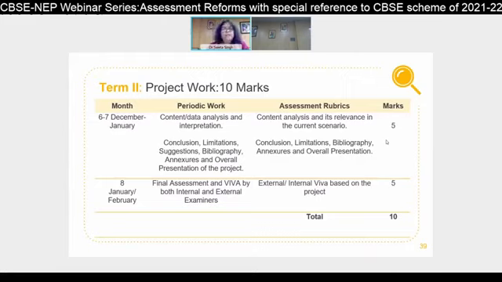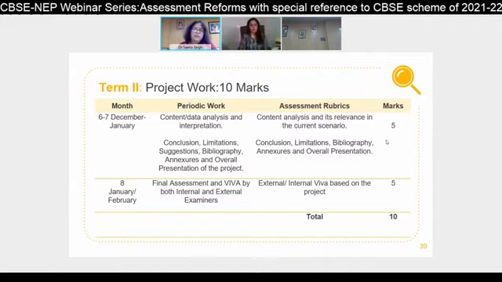And by January, February, there would be final assessment in Viva by both internal and external examiner as per the scheme of studies given in the syllabus. It would be on the basis of the project, and 5 marks would be for the Viva. So this is the suggestive timeline. In case you plan early and you are able to do it, that is up to the schools.